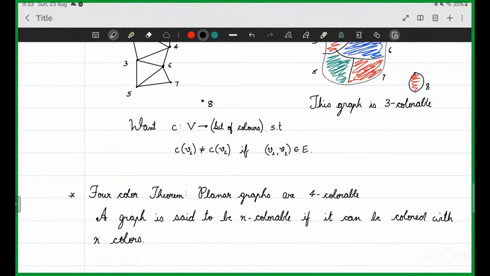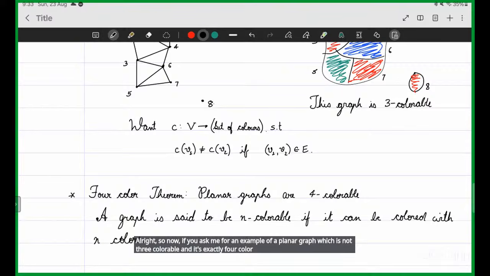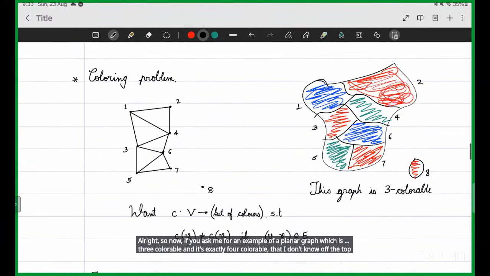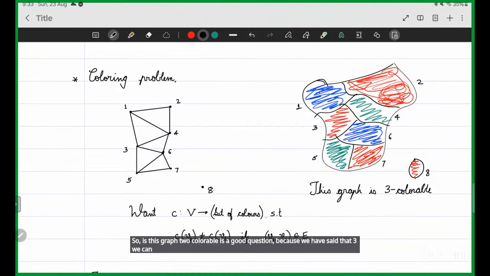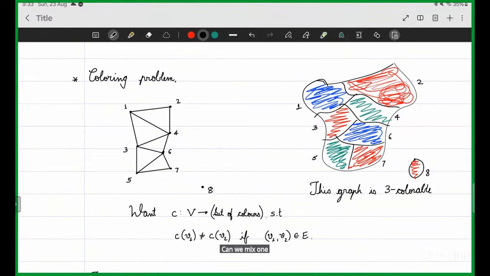Now if you ask me for an example of a planar graph which is not 3-colorable and is exactly 4-colorable, I don't know that off the top of my head, but a Google search should give it to you easily. Is this graph 2-colorable is a good question, because we have said that we can do it with 3, but can we optimize further? Can we mix one with another? No, the set of colors is fixed. Can anyone give me an argument why this is not 2-colorable?